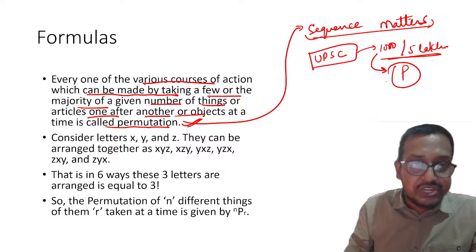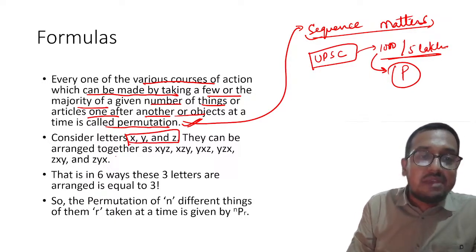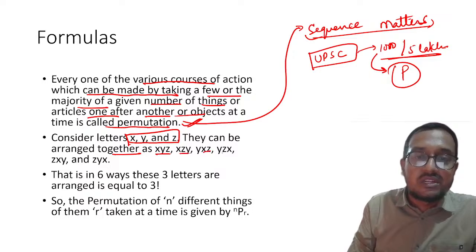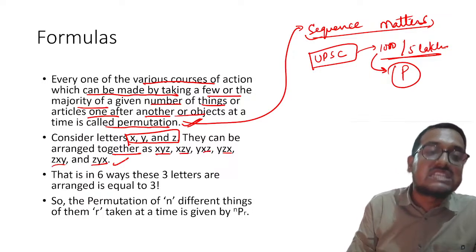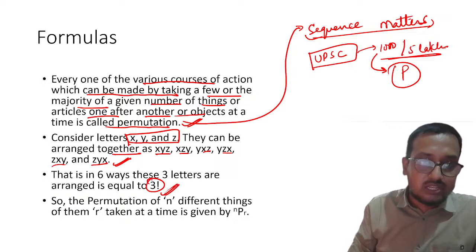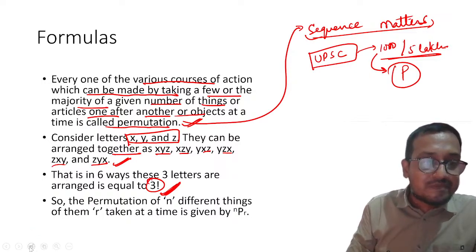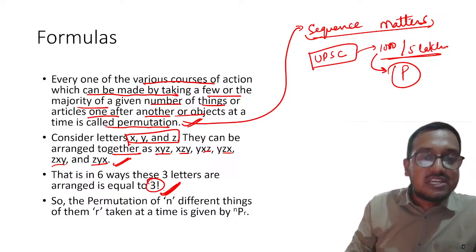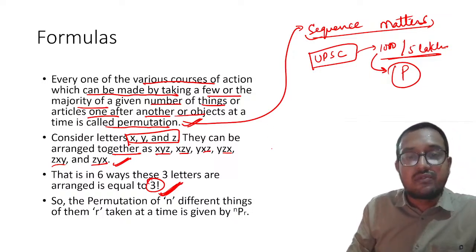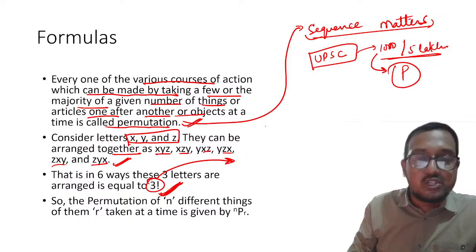Please remember permutation. Understood? Consider letters X, Y and Z. They can be arranged together as 1, 2, 3, 4, 5 and 6 ways. 6 ways. How to find the 6 ways? Nothing but 3 factorial. Please remember 3 factorial. Is it clear? So my dear students, what is happening here, if you look carefully, please remember 3 out of 3 are to be chosen.